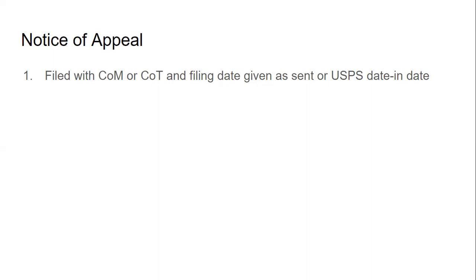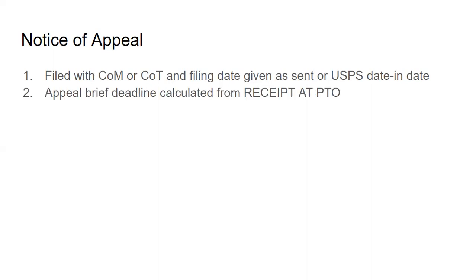But the appeal brief deadline is calculated from the receipt at the PTO. So that's just an important distinction to remember: the date given by the certificate of mailing or certificate of transmission is not what the appeal brief deadline is calculated from. So it might end up helping a little bit if you needed a few more days to get that together.